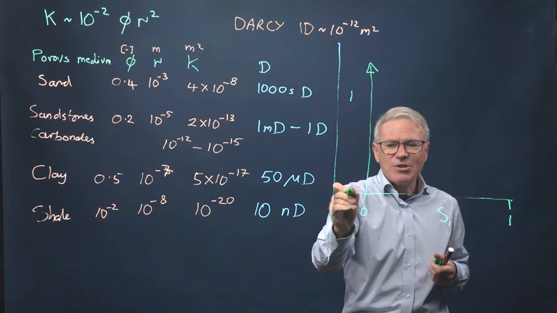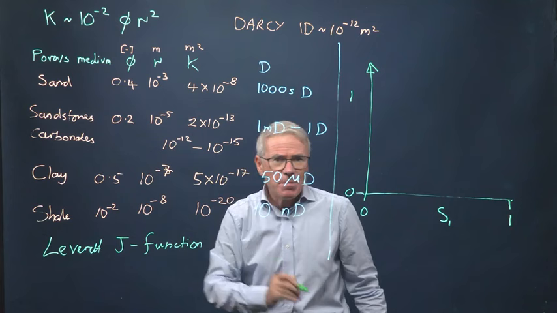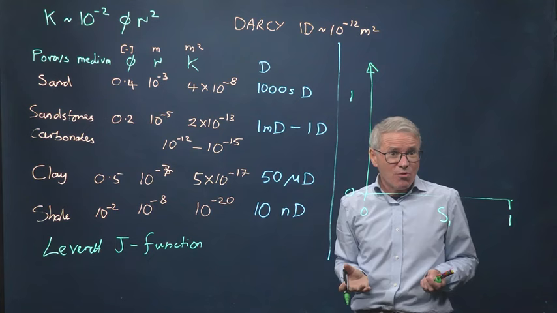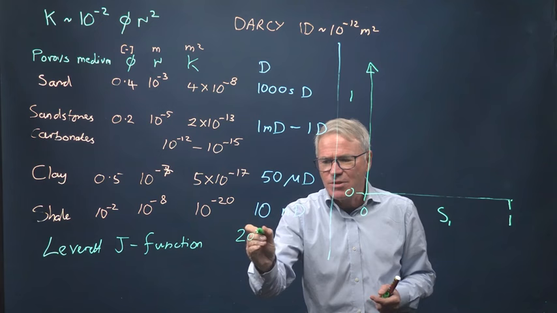I'll write it down here: the Leverett J function. The capillary pressure clearly varies with pore radius, doesn't it? If you think about a single capillary, say during drainage, the capillary pressure is 2 sigma cos theta over R.